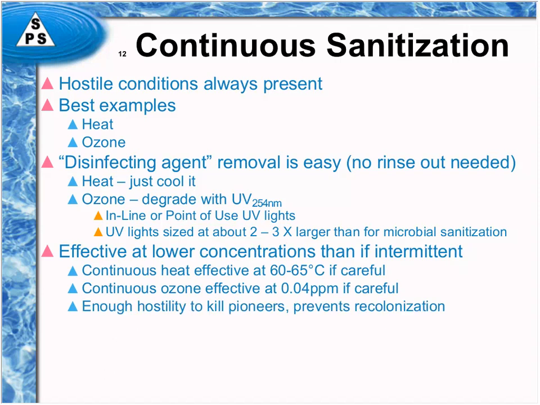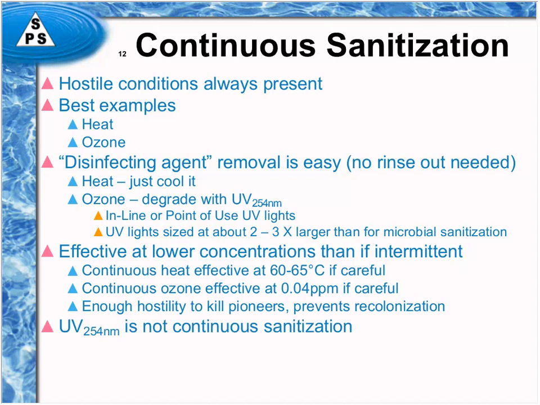The hostility is only needed to be adequate enough to kill the pioneer cells, which are naked cells. And when you kill the pioneers, then you prevent the recolonization. Because that's really what you're trying to do with a continuous sanitization process.